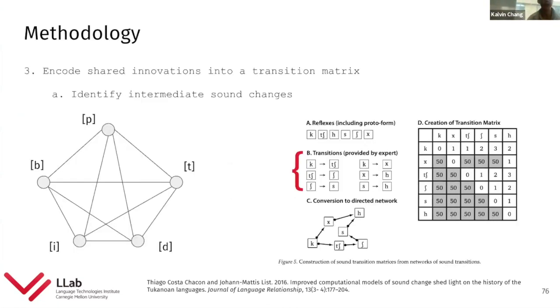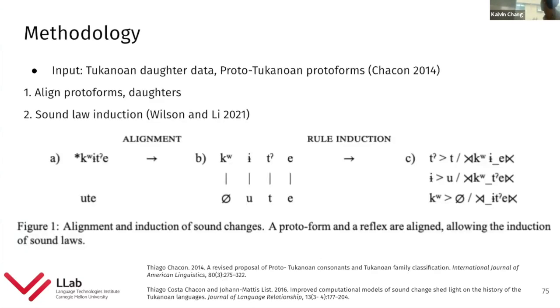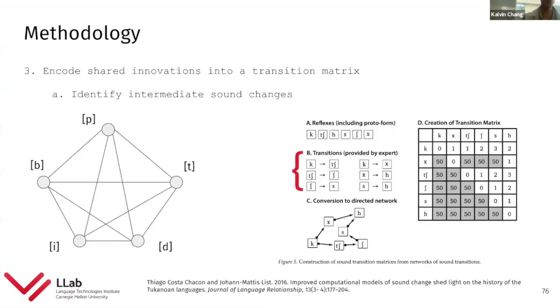Right. Now, the next step is to encode the shared innovations into a transition matrix. So if we look back here, these are the shared innovations learned by the minimal generalization learner. And we want to encode these innovations into a transition matrix. So basically, one important part of Chacon and List's methodology is to realize that sound changes don't happen overnight. Like they don't jump from the protoform to the daughter. Instead, they go through a series of intermediate sound changes gradually over time.